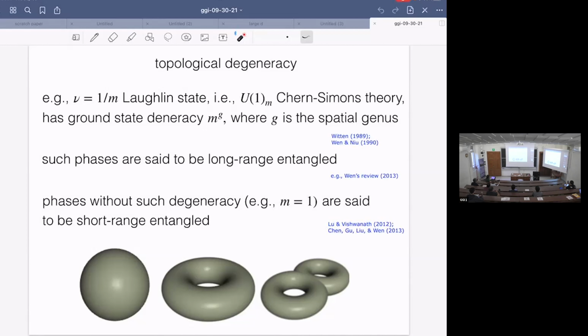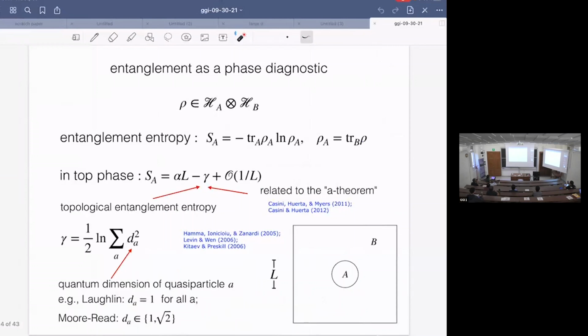On the other hand, phases without such a degeneracy, so just the integer state above when nu is equal to 1 or some other integer, those are sometimes said to be short-range entangled. Okay, so I want to try to develop a better understanding of these terms, short and long-range entangled. So the tool, as I said, that I'm going to use is entanglement.